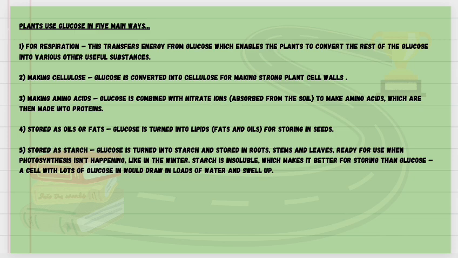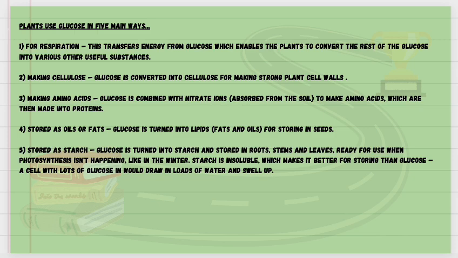Making amino acids. Glucose is combined with nitrate ions absorbed from the soil to make amino acids, which are then made into proteins. Stored as oils or fats. Glucose is turned into lipids, fats and oils for storing in seeds.